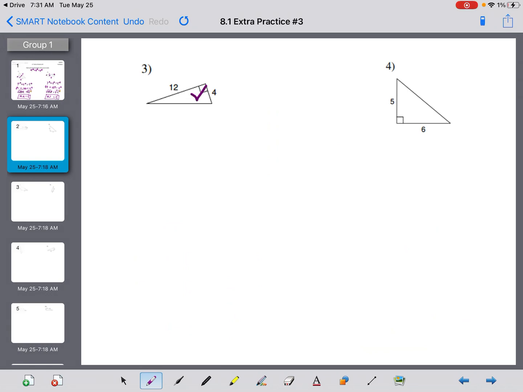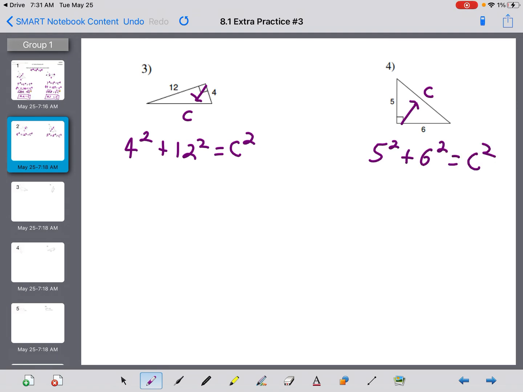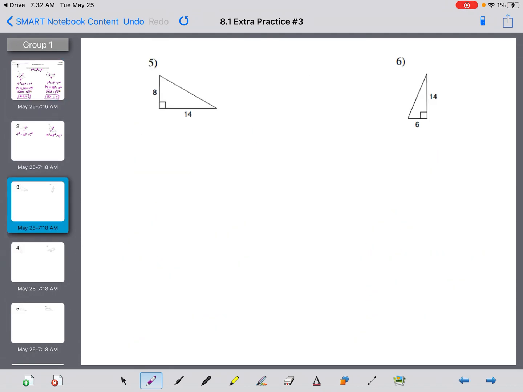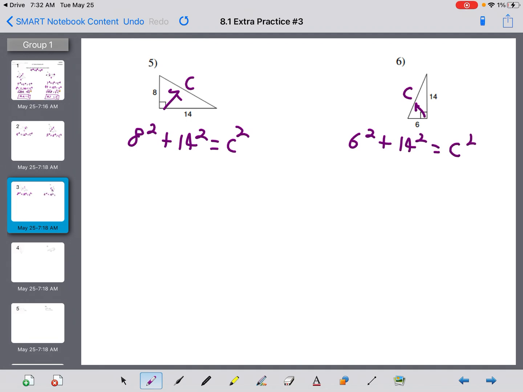Okay, again, we're looking for c here, so nothing changed. Looking for c again, so you should set up your formula. 4 squared plus 12 squared equals c squared. 5 squared plus 6 squared equals c squared. And then solve exactly like we did for numbers 1 and 2. Again, for number 5 and number 6, you are looking for c. So if you set this formula up, it's 8 squared plus 14 squared equals c squared. 6 squared plus 14 squared equals c squared.